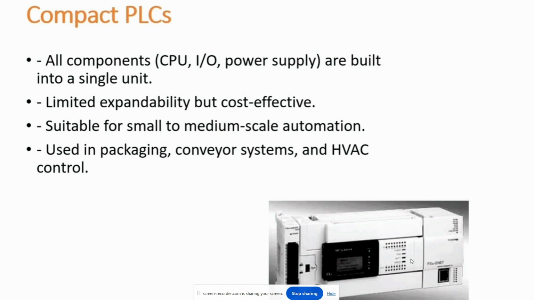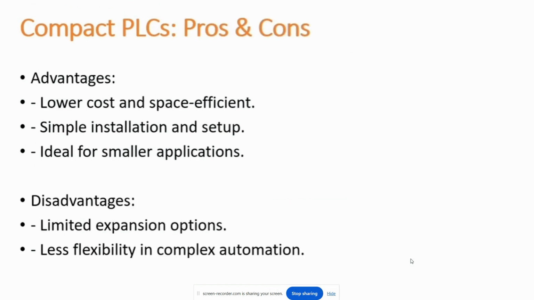Tuliona kwenye modular kwamba zina gharama kubwa, zinahitaji more space, zinahitaji more wiring, lakini now this one gharama yake ni ndogo na space yake pia ni ndogo, lakini they are just suitable for small to medium scale automations, not for so complex automations. Zinatumika sana kwenye packaging, ama kwenye sorting, ambayo ipo kwenye conveyor systems, lakini pia inatumika kwenye heating, ventilation and air condition control, stuff like that.